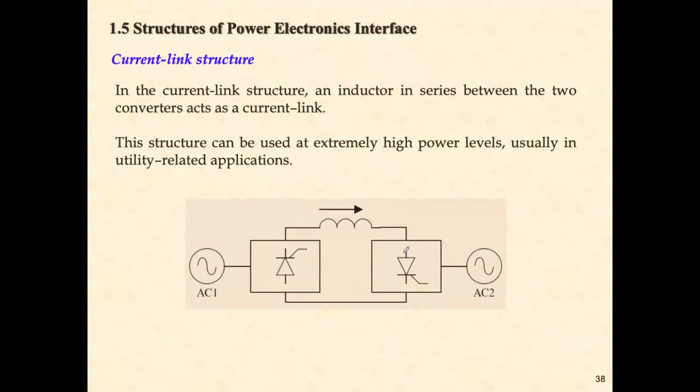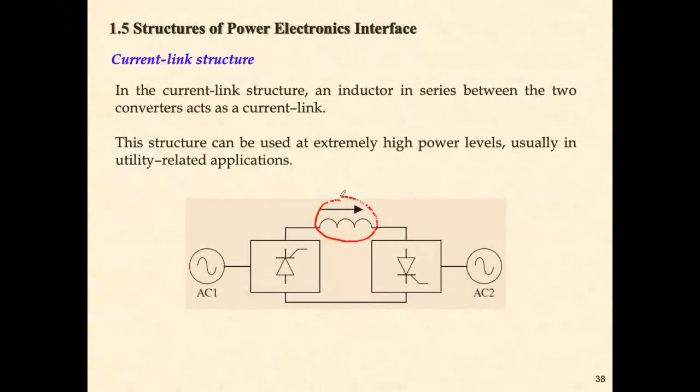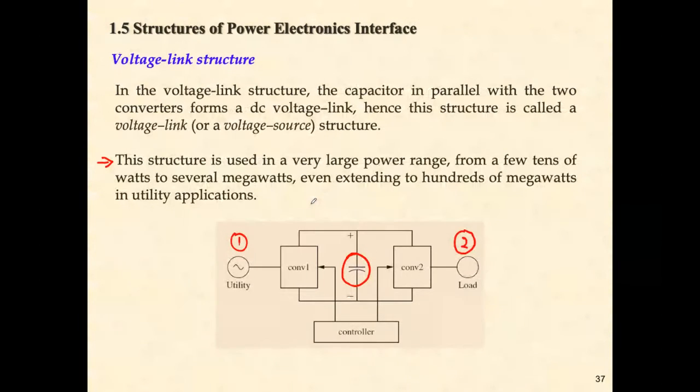And then the other structure is the current link structure. Here we can see that there is an inductor connected in series between two signals. This one is AC, and this one is also AC. This structure can be used at extremely high power levels, so when we use this structure it should be utility related. It is quite different from the voltage link one.